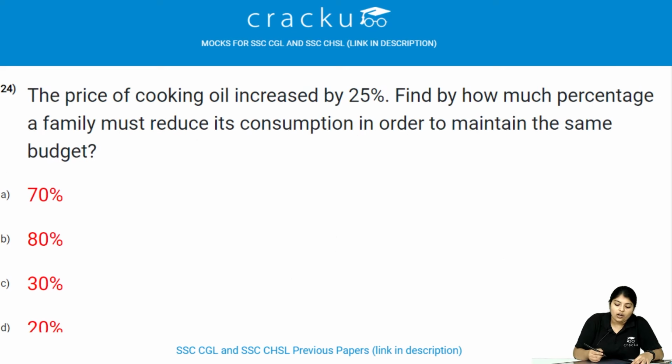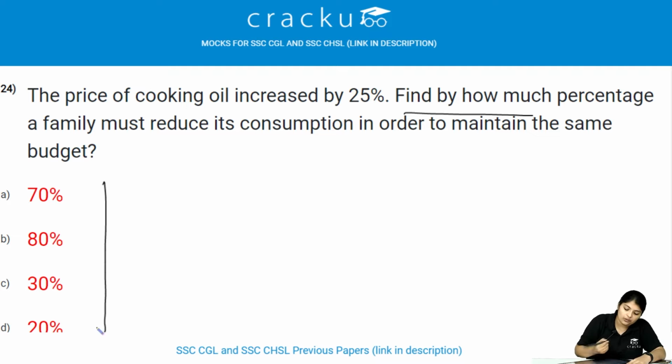The price of cooking oil increased by 25%. Find by how much percentage a family must reduce its consumption in order to maintain the same budget. This model is repeated so much. They may change 25 to 35, 45 or 36, something like that. But this question is asked in almost all exams like SSC, banking, RRB, in any exam. You need to learn by heart the question and the steps. Why? Because it is almost asked in any examination. Okay. Let's see how to solve this question.